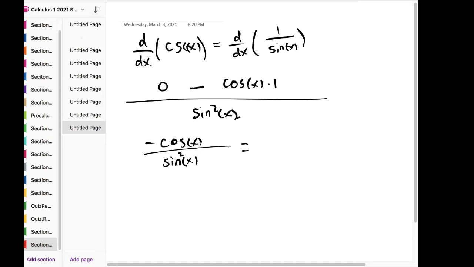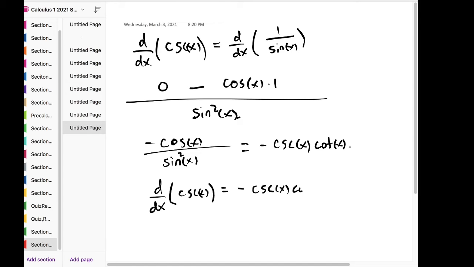Yep, we have a cotangent for the cosine over sine, and then we have left over 1 over sine. So we get cosecant cotangent. So the derivative of cosecant is negative cosecant cotangent.